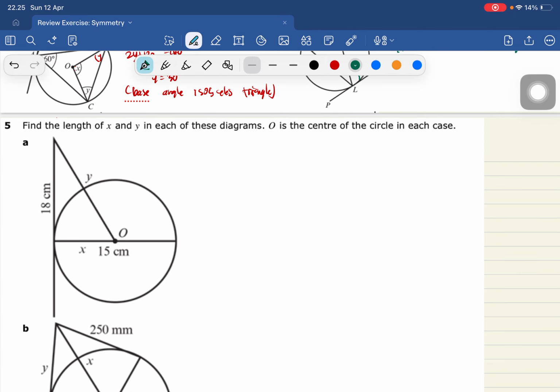Okay, let's find the x and y in the diagram. O is the center of the circle. Look here, this is the right angle. If this is 15, then 2x equals 15, so x equals 15 divided by 2, which is 7.5 centimeters. Next, to find the y, y equals the square root of 7.5 squared plus 18 squared.